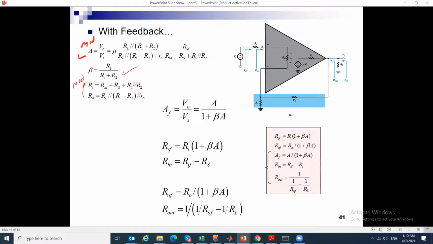Okay, so I will use this information now, those four quantities, to find AF, to find RIF as a function of RI and 1 plus A beta, and to find ROF as a function of RO and 1 plus A beta for the series-shunt amplifier. And of course, I can derive Rin from RIF and RS since they are in series, and I can derive Rout from ROF and RL, and these are the formulas that we should use in this context.